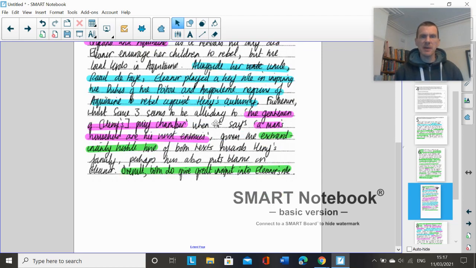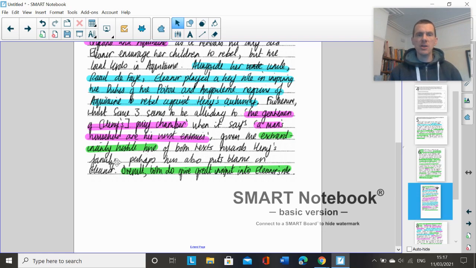Furthermore, whilst source 3 seems to be alluding to the gentlemen of Henry's privy chamber when it says a man's household are his worst enemies, given the extraordinarily hostile tone of both texts towards Henry's family, perhaps this also puts blame on Eleanor. Overall, both do give great insight into Eleanor's role.